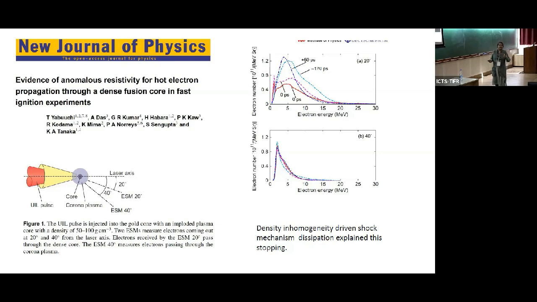It had a particular value, shock dissipation and ensuing turbulence. And we were able to quantitatively predict that about 15 MeV, it will also stop about 15 MeV electrons. So this was another evidence that there is a possibility of turbulence.